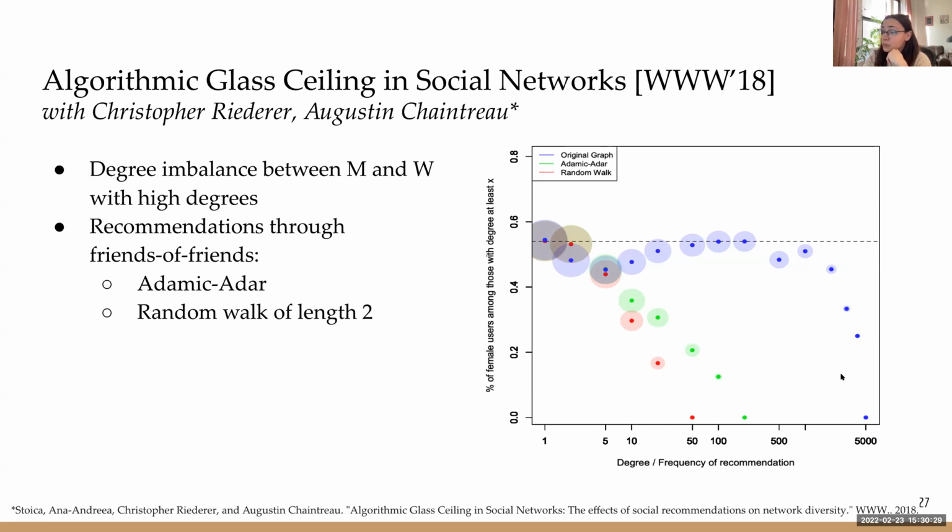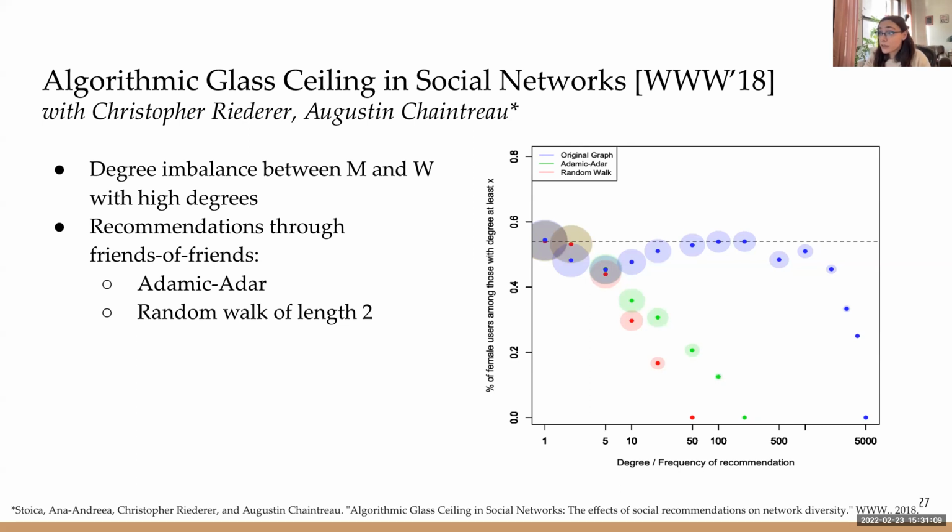And what we see when we apply an algorithm like Adamic Adar or a random walk of length 2, in green and red, is that the percentage of women among those with degree at least X drops to 0 much quicker. So that's what we mean by an amplification of inequality in the degree distribution. It's not only that on average women had lower degree, it's that when you start looking at people with higher and higher degree, you get to see a vanishing fraction of one of the groups. And that vanishing fraction happens much quicker when you also have recommendation.